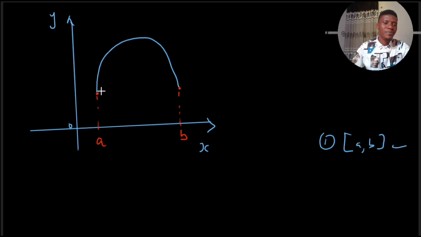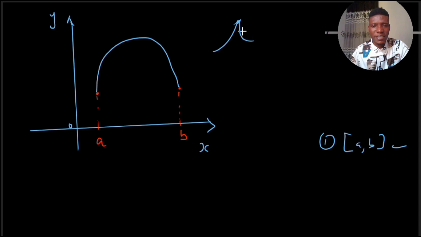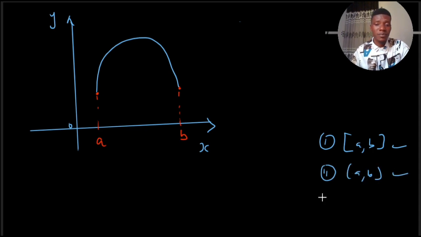Then what about differentiability? If it is not differentiable, then it means that there will be a vertex, something like this. If you have something like this as a curve, whereby this part is positive and this other part is negative, it means it is not differentiable. But looking at this function from this graph, on an open interval, it is differentiable.